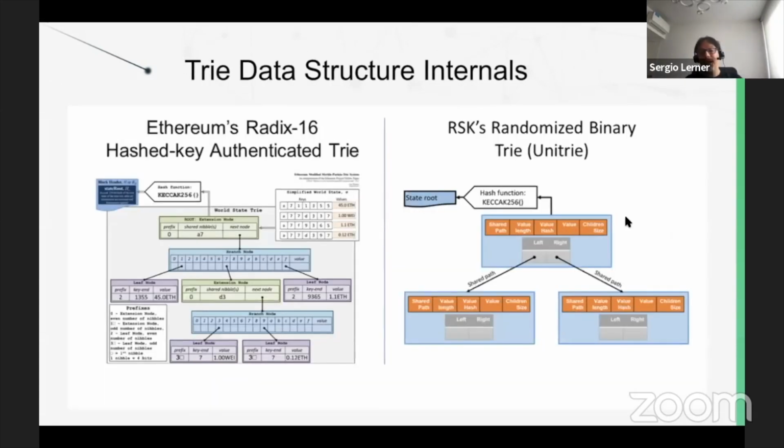Another key difference is that Ethereum uses a Radix 16 trie and three kinds of nodes, while RSK uses a binary trie, very simple, with a single type of node. So it's also very efficient for stateful, stateless proofs and all kinds of advanced features.